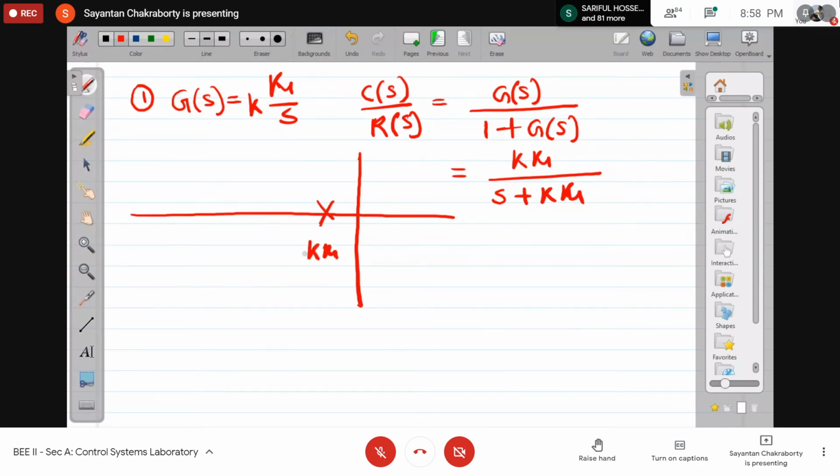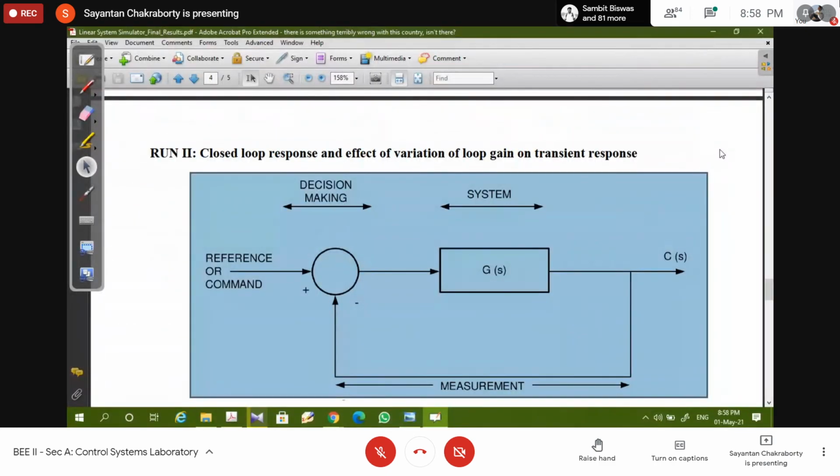This is the pole location, minus K K1. As we keep on increasing the value of gain K, this will move in this direction. So what will happen? If in this case the response is like this, in this case the response will be much faster, right? Now the response will be given by e to the power minus K K1 t. This is very high, so the time constant will be much less in this case. So as you keep on increasing K, the time constant will tend to reduce. So let us see.